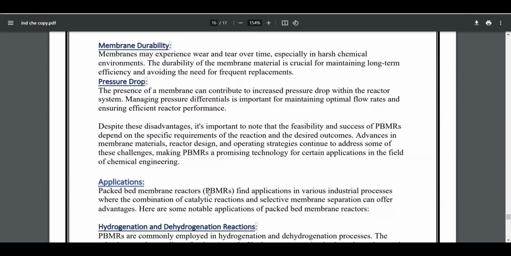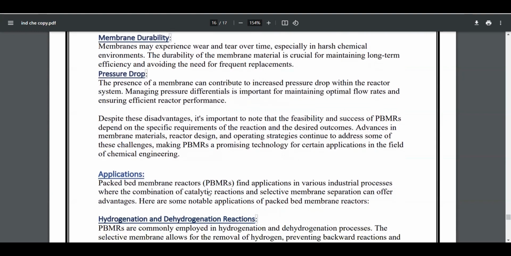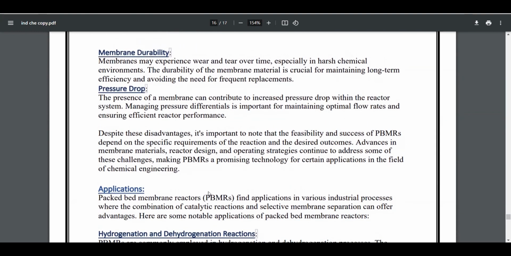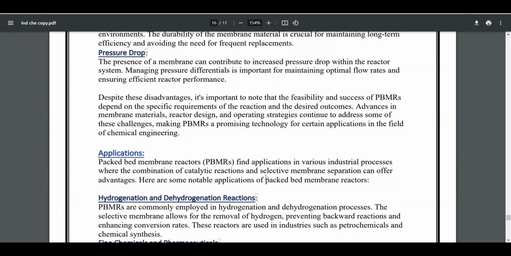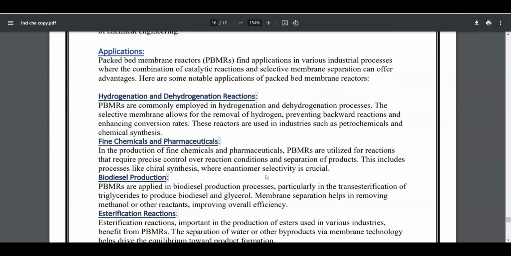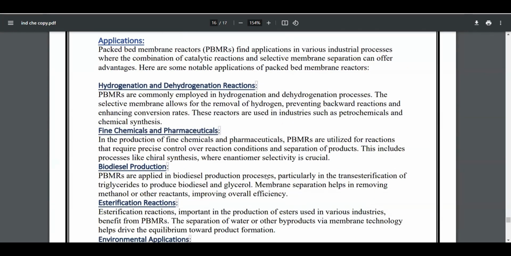Despite these advantages, it is important to note that the feasibility and the success of these reactors depend upon the specific requirements of the reaction and the desired outcome. So, advances in membrane material, reactor design, and operating strategies continue to address some of these challenges, making these reactors a promising technology for certain applications in the field of chemical engineering. So, the packed bed membrane reactor finds application in various industrial processes where a combination of catalytic reaction and selective membrane separation can offer several advantages.